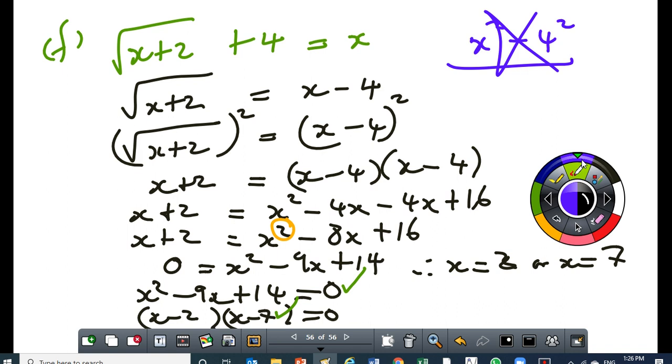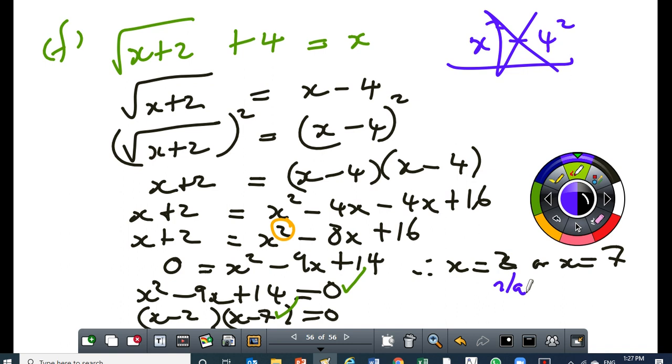Let's start with x equal to 2. If I put 2 here, 2 plus 2 will give me a 4. The square root of 4 is a 2. Am I right? The square root of 4 is a 2. Okay? 2 plus 4 is going to give me what? A 6. Okay? If I put x there, it will be a 2. Is 6 equal to 2? No. So this one you have to reject it. You have to reject that x equal to 2.